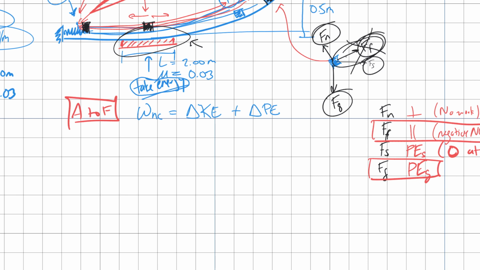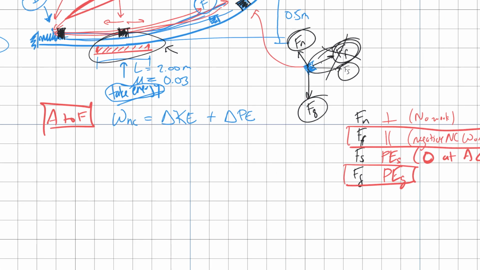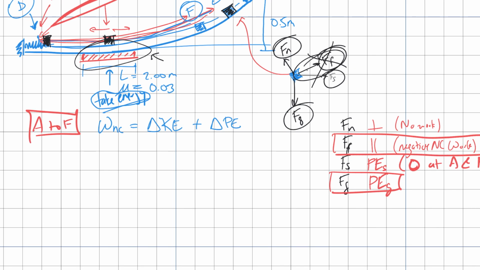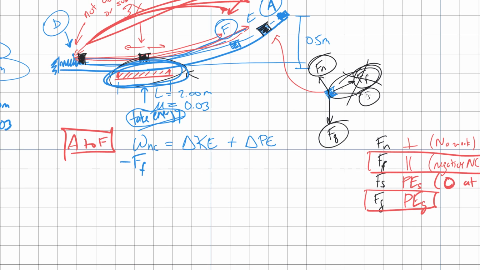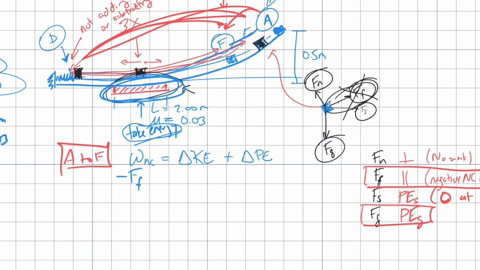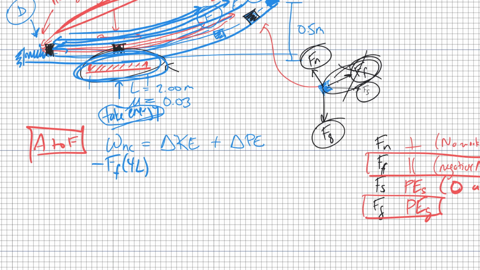Okay, so let's go over here. Work non-conserved is going to be negative force of friction times the distance it travels over this particular rough patch, right? And as it goes from A to F, it goes over that patch once, twice, 3 times, 4 times. So it's going to be 4 times the length of the patch.